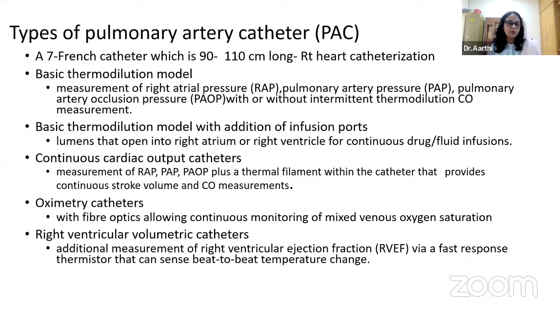There are more advanced devices, oximetric catheters, which have a fibro-optic device at the tip that allows continuous monitoring of the mixed venous oxygen saturation. There are additional parameters to measure the right ventricular ejection fraction, where a thermistor is incorporated to measure the temperature change. So these are the various types of pulmonary artery catheters available.